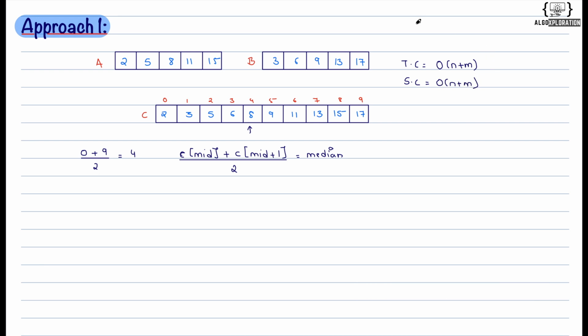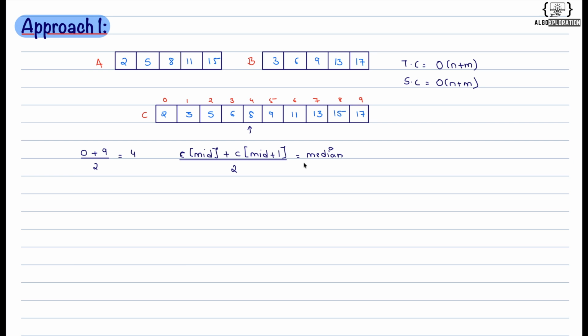The thing is that I'm not coding it because I have already taught you how to merge two sorted arrays using the merge algorithm. Now this thing is very simple. We just need to find the mid, which can be done using this, and after finding the mid we need to find c of mid plus c of mid plus 1, and divide it by 2. That's it. So this will be our median.